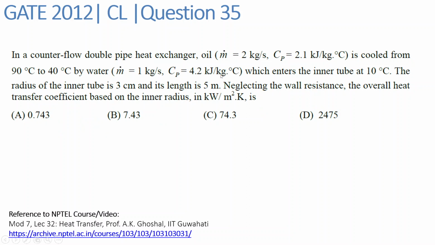We are solving question 35 of GATE 2012 chemical engineering paper. The question is, in a counterflow double pipe heat exchanger, oil is cooled from 90 to 40 degrees Celsius by water, which enters the inner tube at 10 degrees Celsius. The radius of the inner tube is 3 cm and its length is 5 meter. Neglecting the wall resistance, the overall heat transfer coefficient based on the inner radius in kilowatt per meter square Kelvin is dash. And we have been given the mass flow rate and heat capacity of both the oil and water.